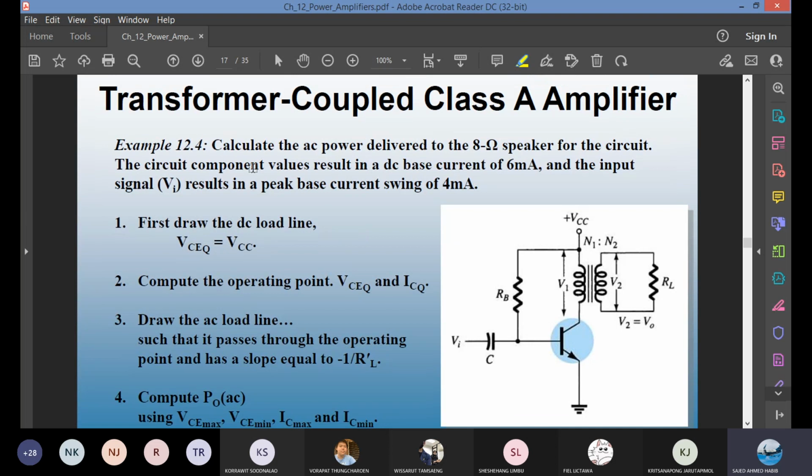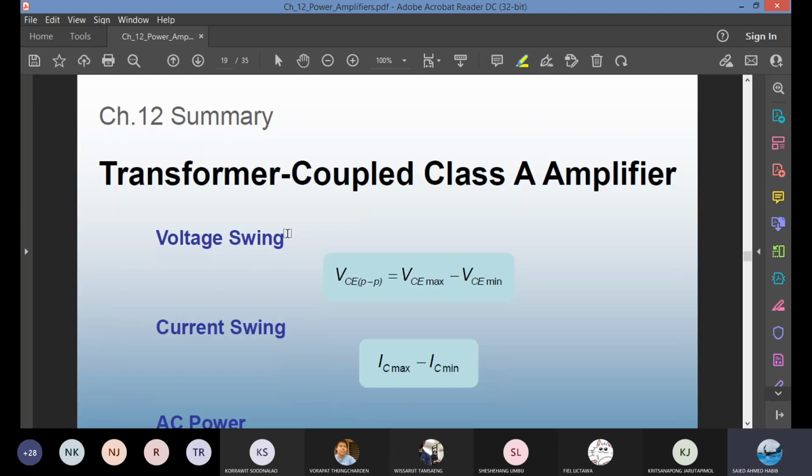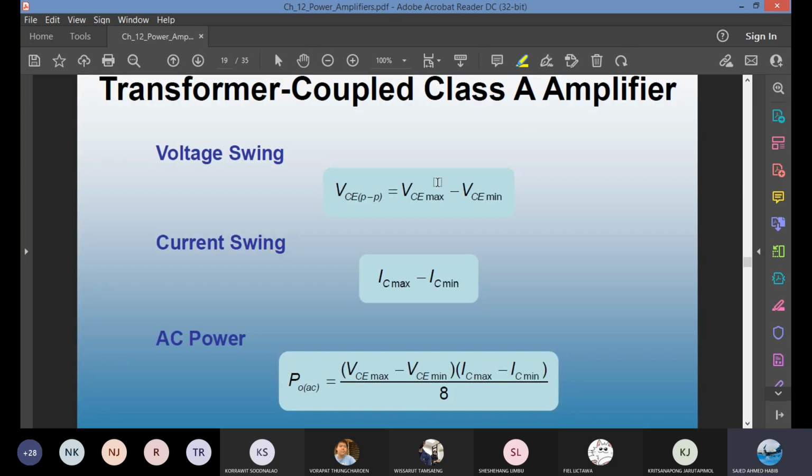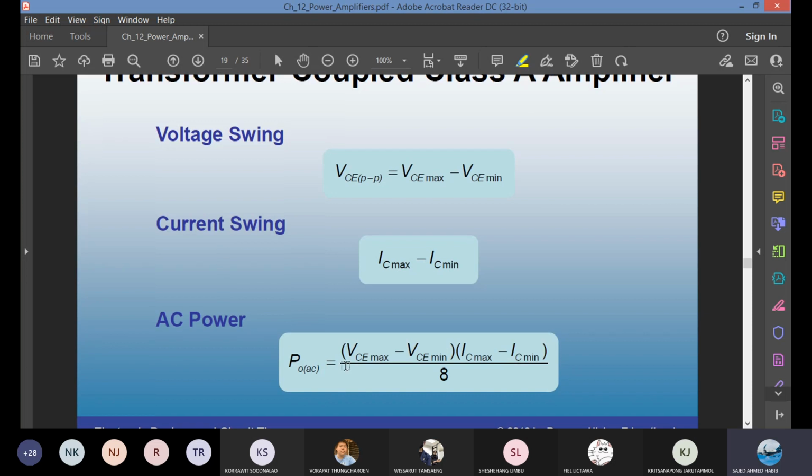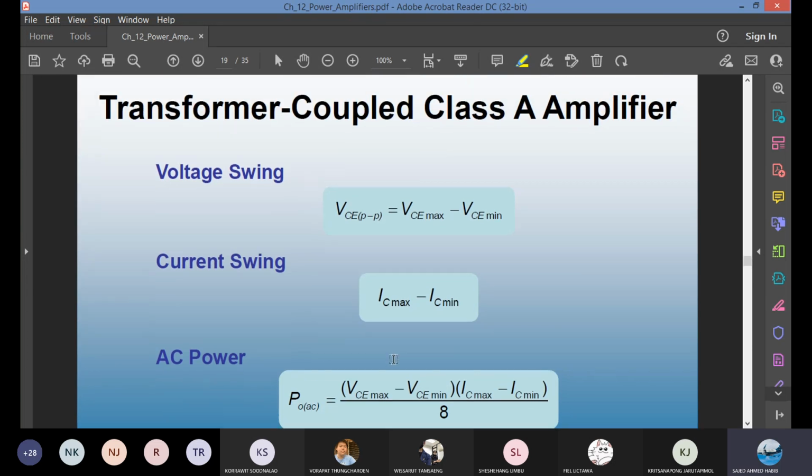This is the example. But before going to the example, we should know the formula. So this is the formula. Look closely. The P out equation is not the same as the series-fed class A amplifier.